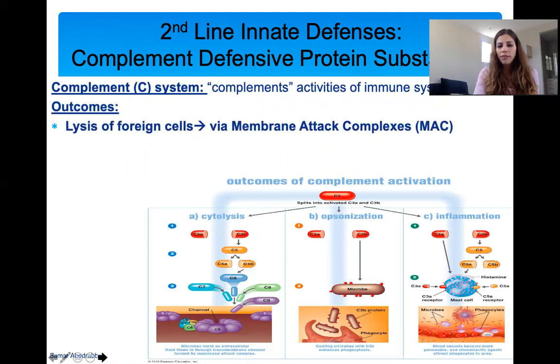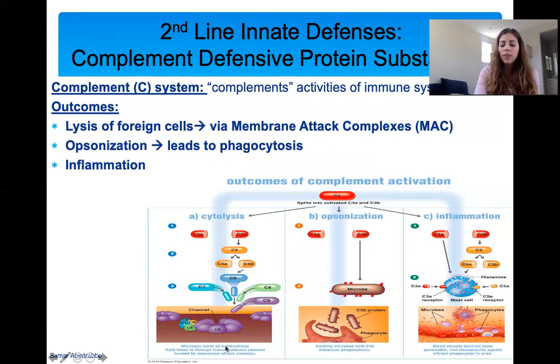And once you have complement coating a microbe, you either get lysis of the foreign cells because the complement proteins create membrane attack complexes, which cause the cell to lyse. This is what we call cytolysis. You can lead to the microbe being phagocytosed, which is what we call opsonization, or this coating of complement proteins on the microbe leads to inflammation. And we're going to talk about why inflammation also kills the microbe. So all of these things are great things that complement proteins do. You either get lysis of the microbe, which is good, you get phagocytosis of the microbe, or you get inflammation, which also ends up limiting or killing the microbe.